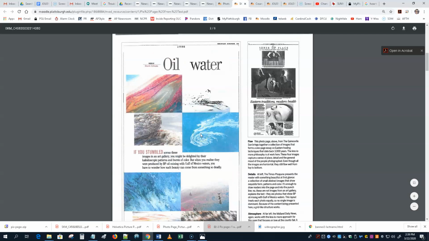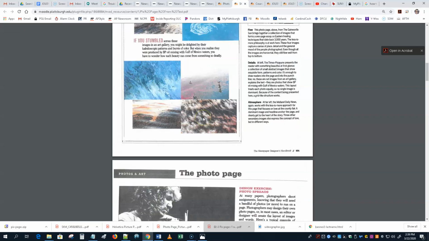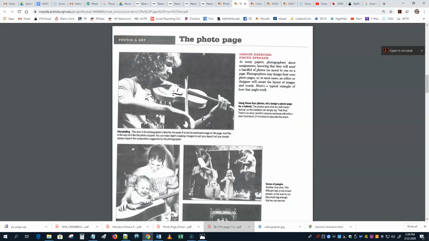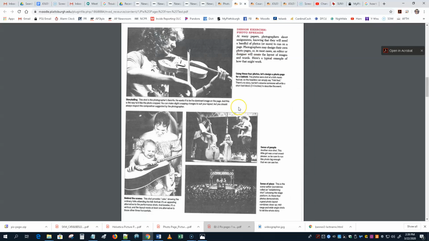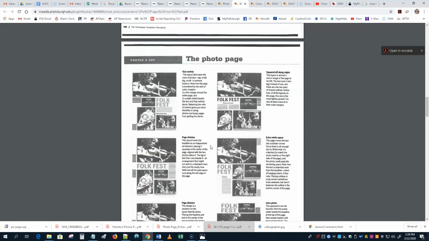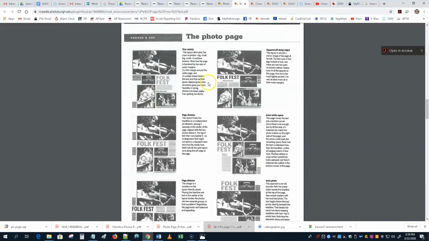So we actually can break rules for a good reason in our photo pages. I really like this design decision photo spread exercise in the textbook, where he takes these same images and looks at them first and tries to figure out what they're doing, and then he tries them in different ways. He actually makes 1, 2, 3, 4, 5, 6 different photo pages. So I encourage you to look through these. I think there's some pluses and minuses in all of them.